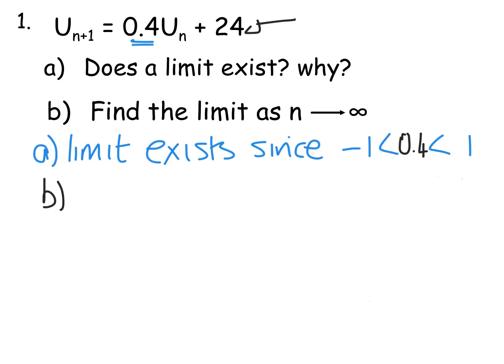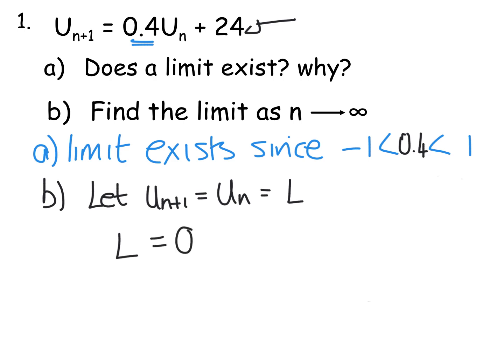So what I've very quickly done here is I'm just going back to example 1. I'm going to show you the other way. So the other way is to change everything to L. So any of your letters, so u_(n+1) and u_n, you make them all the letter L. So into your recurrence relation, we have L equals 0.4L plus 24.